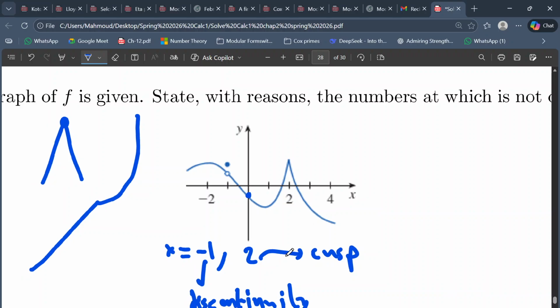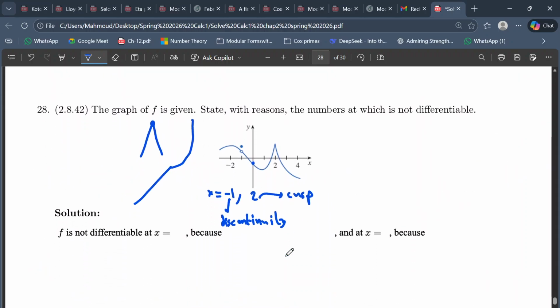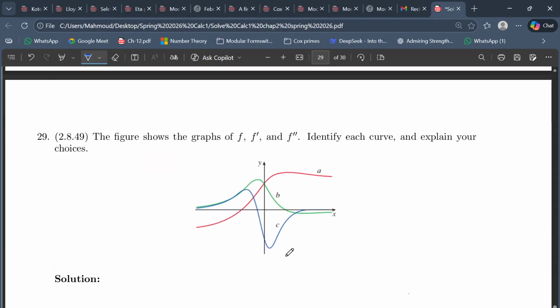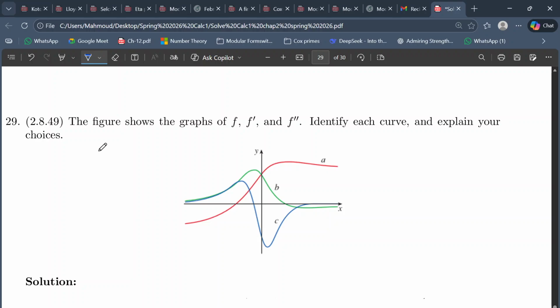Now, what's next? Who wants to solve the next question? Okay. You have this. The figure shows the graphs of f prime and f double prime. Identify each curve and explain your choices.